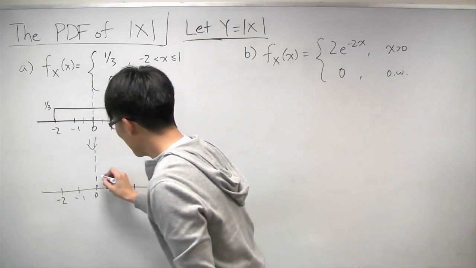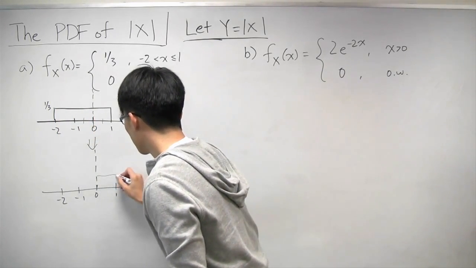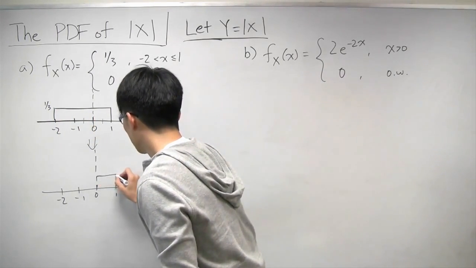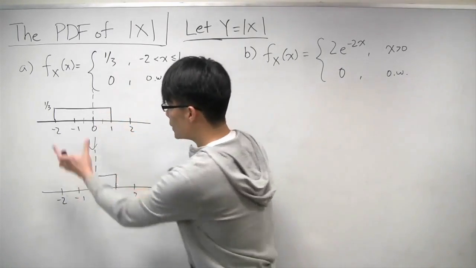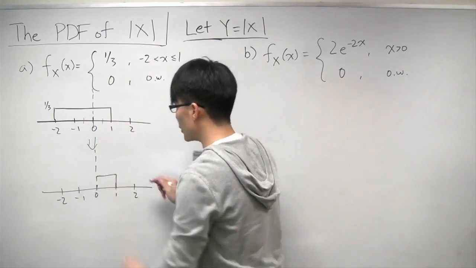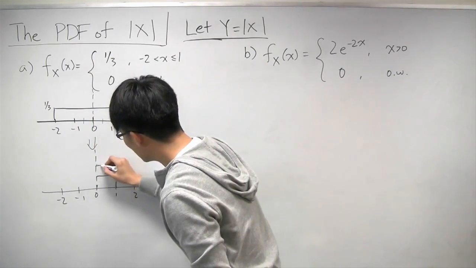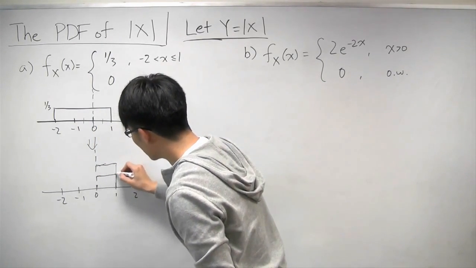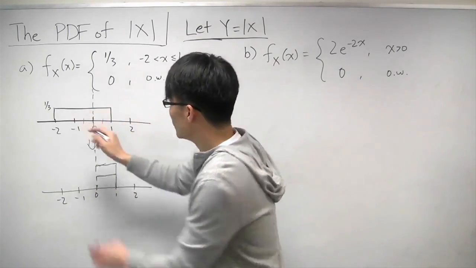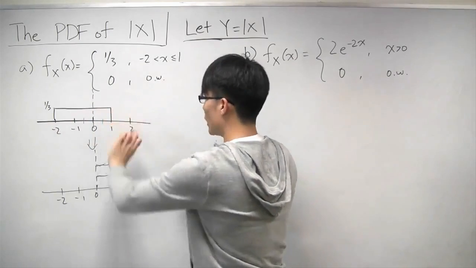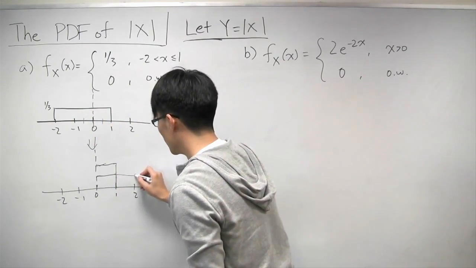So there's already a block of height 1/3 from 0 to 1, and that's from the original one. And now we take this and flip it over and drop it on top. Well, this part is going to fall on top of the segment from 0 to 1. And then this part gets flipped over and dropped over here, and it falls down here.